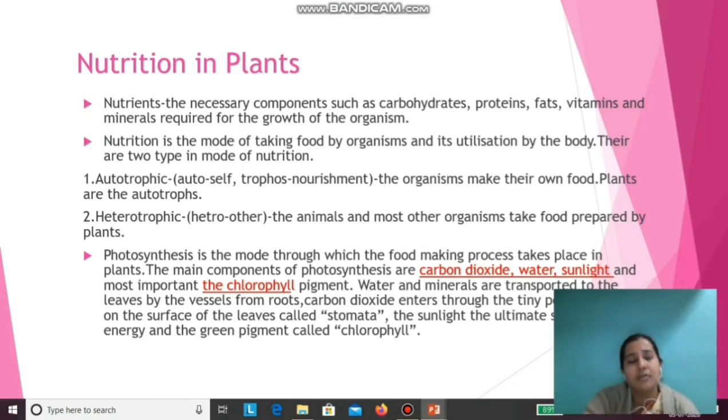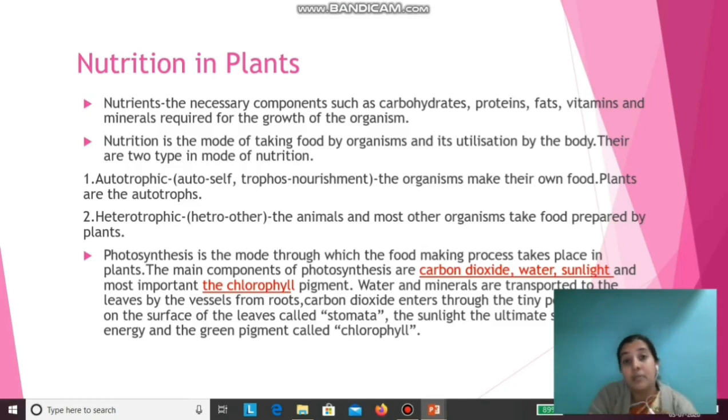Photosynthesis. Now, in case of plants, we say they produce their own food. Then, how do they produce their own food? They produce their own food by means of photosynthesis. Photosynthesis is the mode through which the food making process takes place in plants. That means it is the main way how the plants produce their own food.